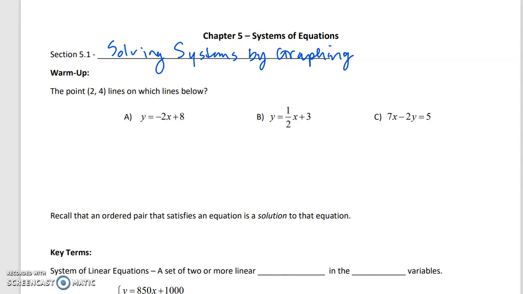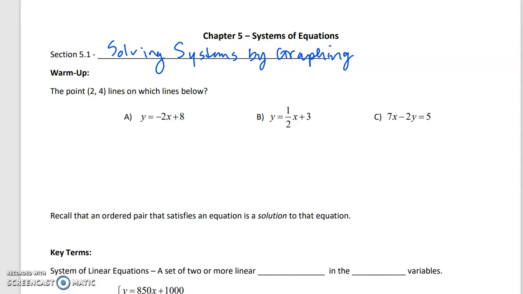And then the different techniques also work better for different sets of systems. So let's take a look at a warm-up here. The point (2, 4) lies on which lines below? I gave you 3 lines, 2 in slope-intercept form, 1 in standard form.